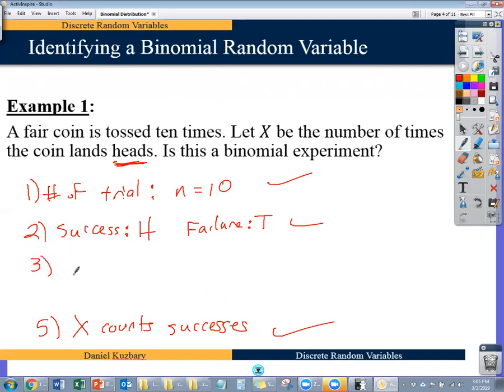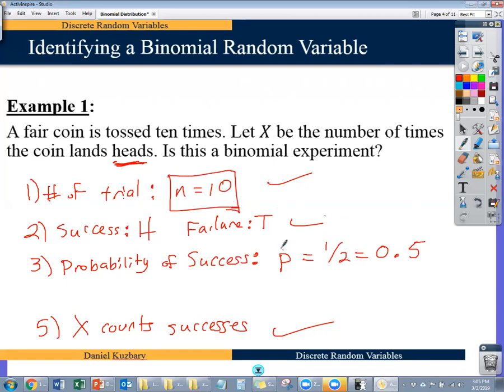The next question is, is the success probability the same? If we can identify the probability of success for each trial and it's the same, then we're okay. The probability of success for each trial is going to be, well, it's a fair coin, and the chance of getting heads each time is 1/2. So P is equal to 1/2 or 0.5. N is equal to 10. So when checking these conditions, we've identified what N is, what P is, and what a success is. A success is going to be H, heads.